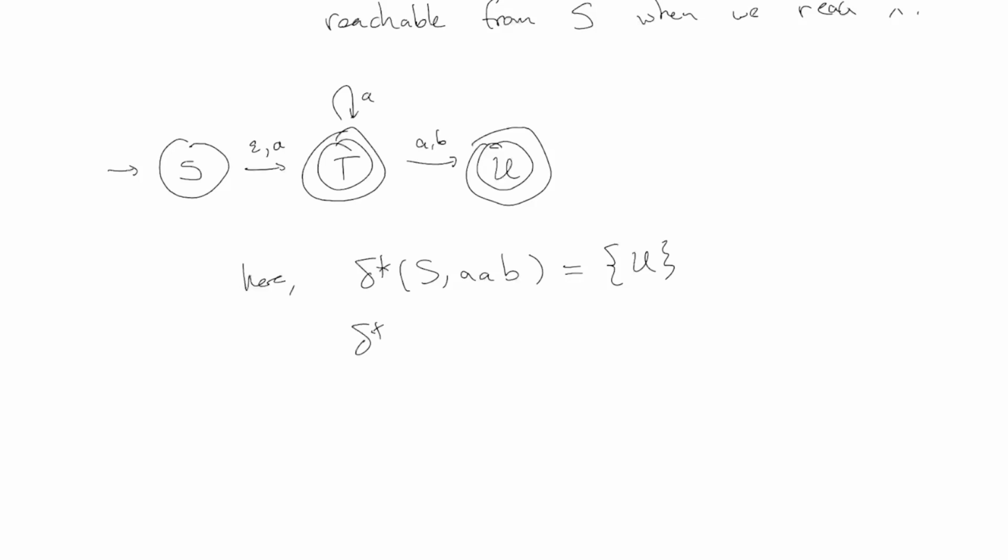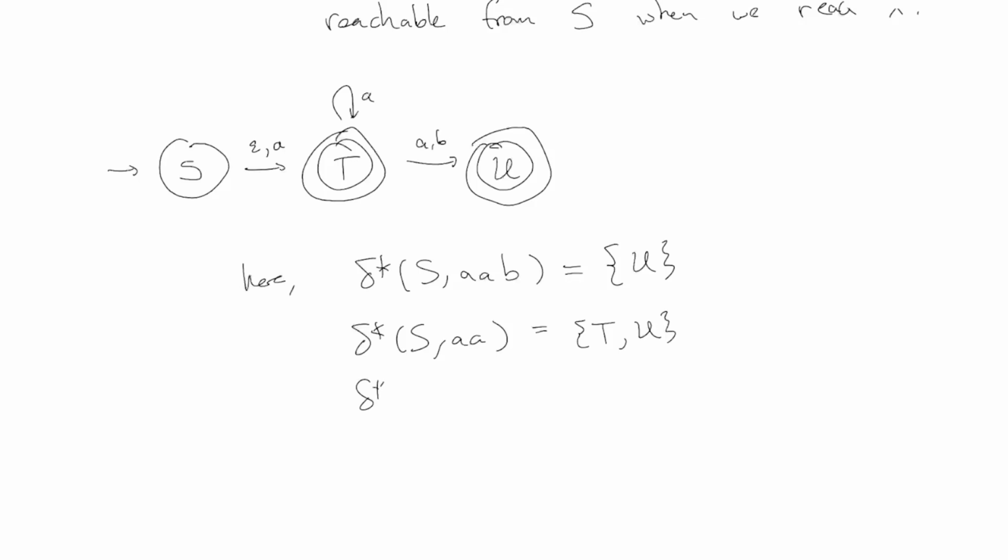How about delta star of S and AA? What do you think of that? Somebody else, tell me. Maybe someone I haven't heard from. You want to say it? The set of T and U. Excellent. He even said the S word. Set. That's the S word I'm referring to. The set of T and U. Yeah, great. If you read AA, you could either end up in T or U.